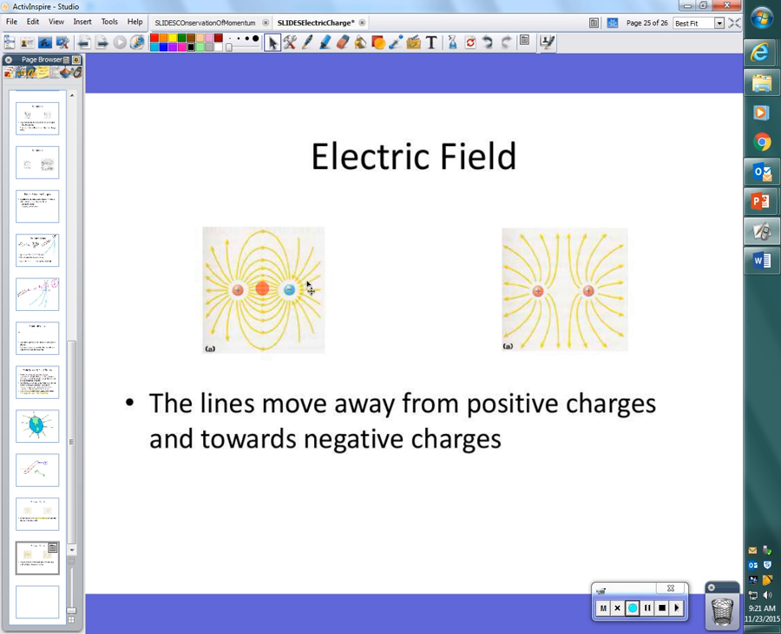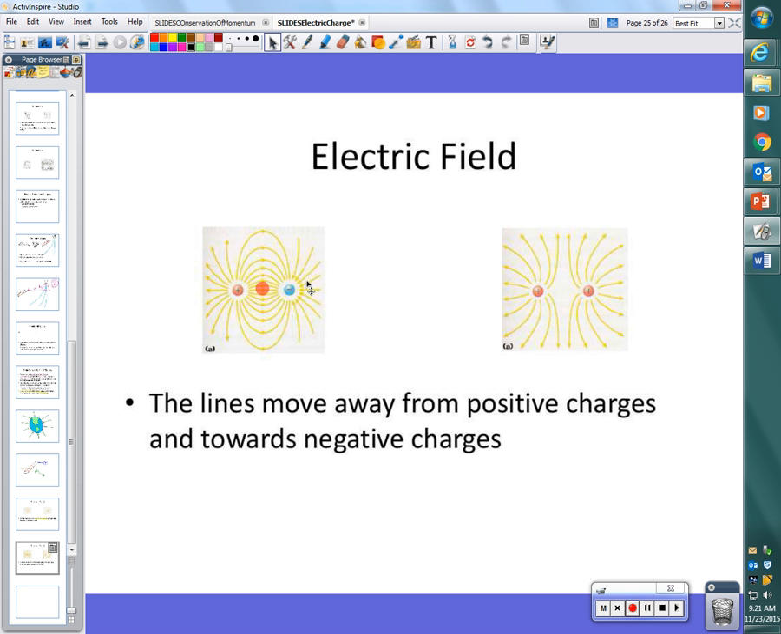Right? If I put it in the middle of these two, red is pushing away, blue is bringing it towards it. That's why the arrows go from red to blue. Does that make sense? Those arrows represent what would happen to a positive charge if we put it in that space. Right? The field is a space that surrounds that object.